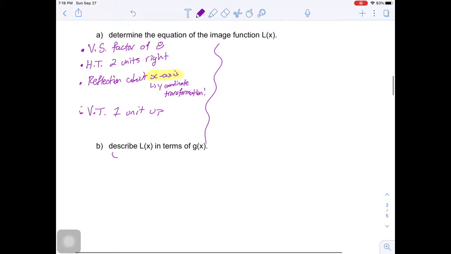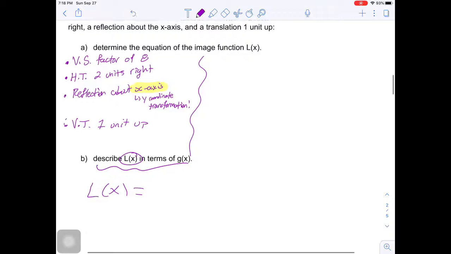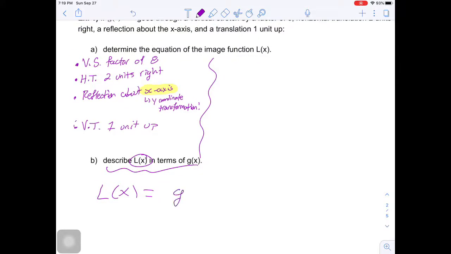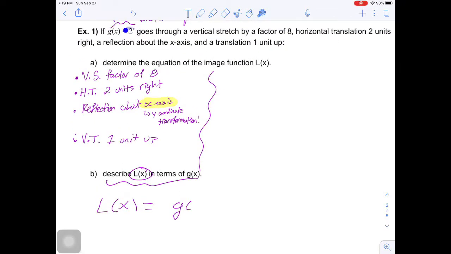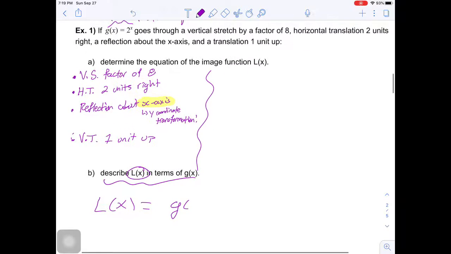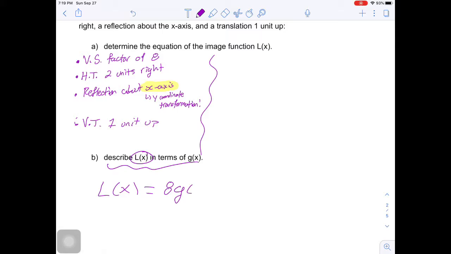Now this is where I'm going to describe L of x, which is our new image function, in terms of g of x. So essentially I'm just going to write the function notation. So here, what are we doing to g of x? And in this case, g of x is 2 to the power of x. What are we doing to this thing? Well, we are doing a vertical stretch by a factor of 8. So that means we're going to multiply this by 8. Okay. We are reflecting about the x-axis. And remember, that means we're changing all of our y-coordinate signs. So this is going to be a negative 8.